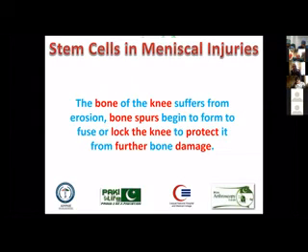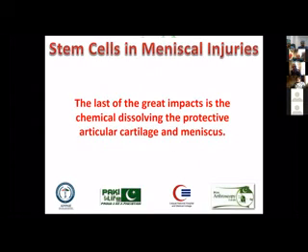And because the bone can only understand one thing, that something is broken, and starts making more bone, you'll have bone spurs, you'll have locking of the knee, and therefore it stops the knee from moving to protect against further bone damage. Okay, and the last and the worst thing is that the chemicals present to help you are now dissolving and damaging your cartilage and meniscus.